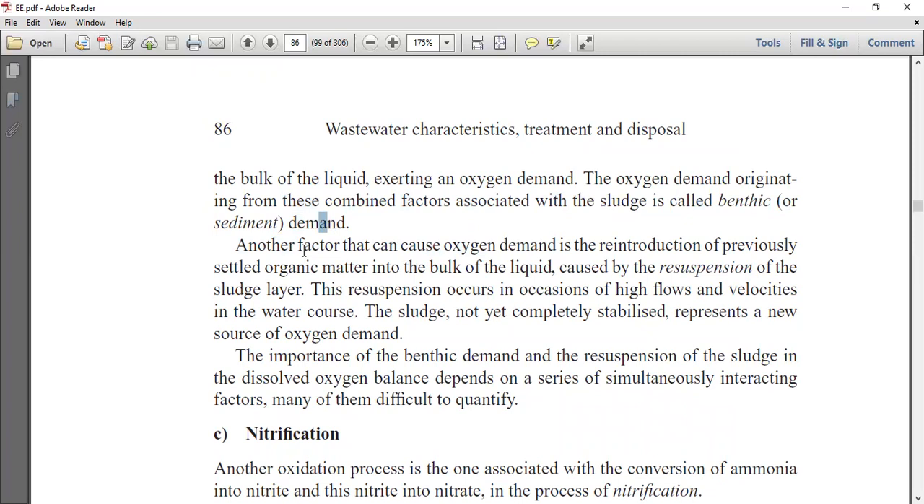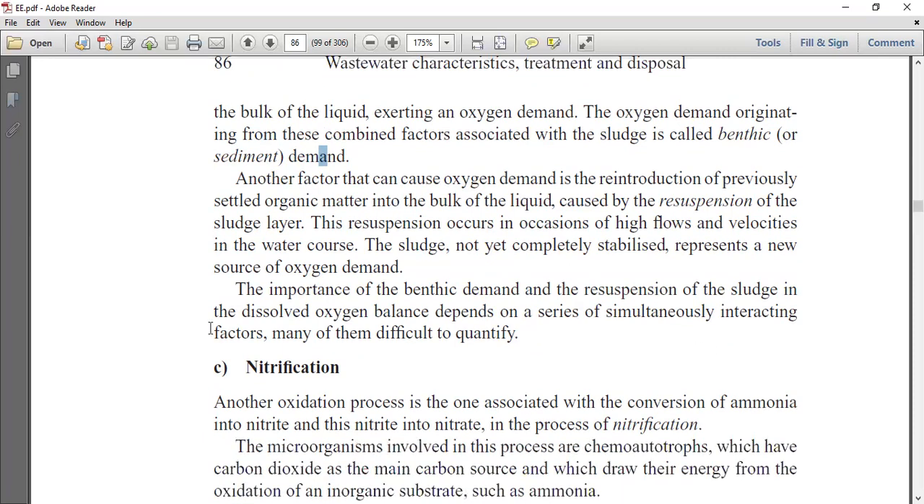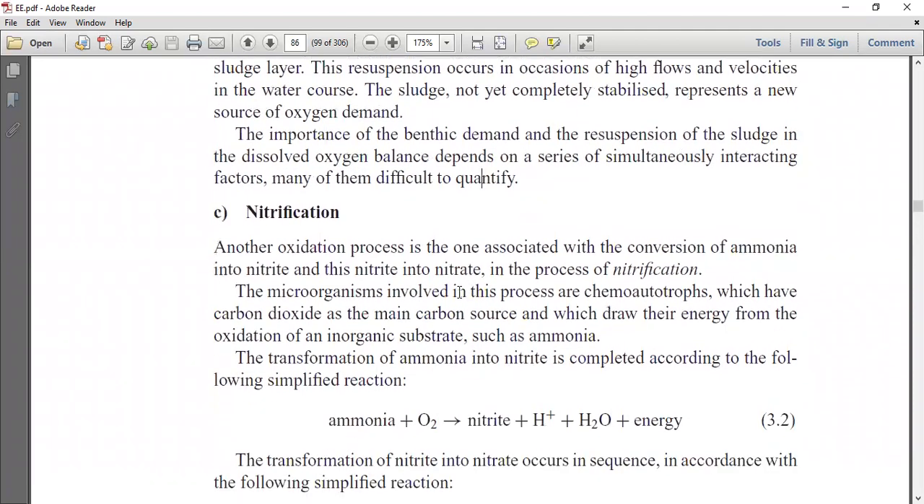Another factor that can cause oxygen demand is the reintroduction of the previously settled organic matter into the bulk of the liquid, caused by the resuspension of the sludge layer. This resuspension occurs on occasions of high flow velocity in the watercourse. The sludge not yet completely stabilized represents a new source of oxygen demand. The importance of the benthic demand and the resuspension of the sludge in the dissolved oxygen balance depends on a series of simultaneously interacting factors, many of them difficult to quantify.